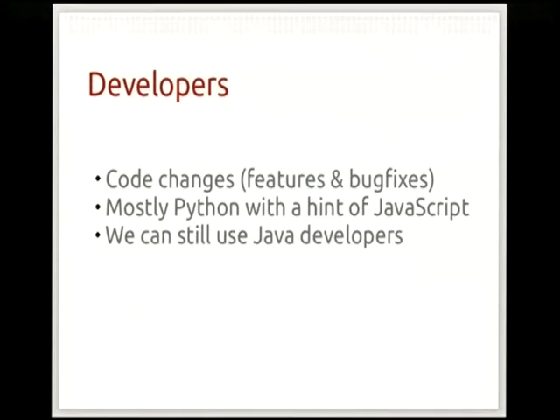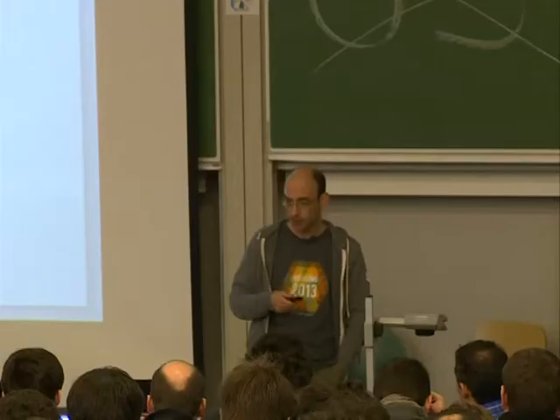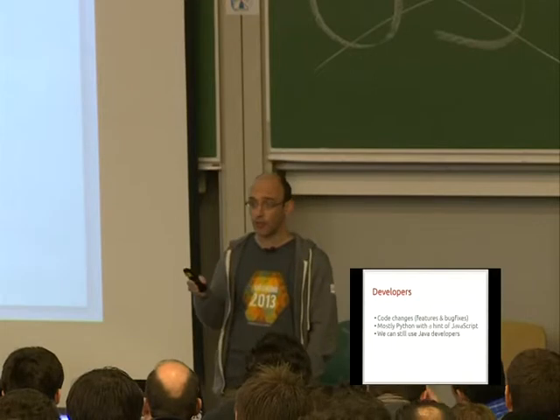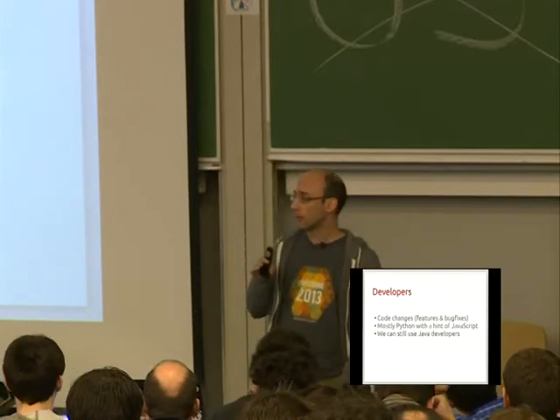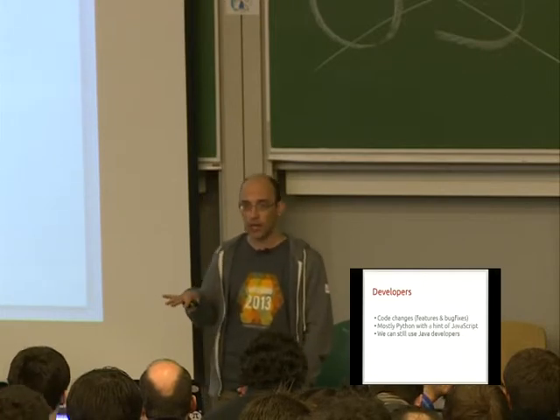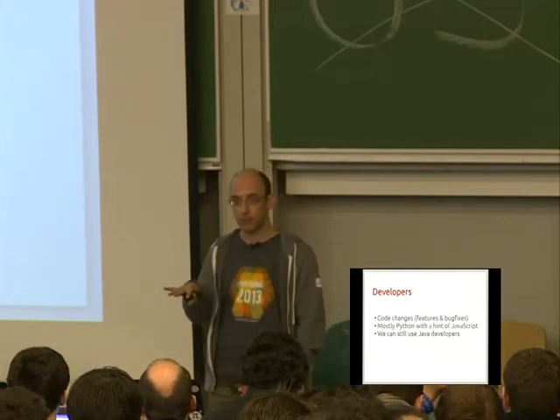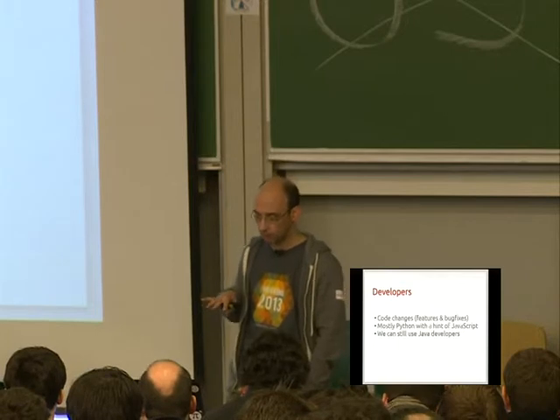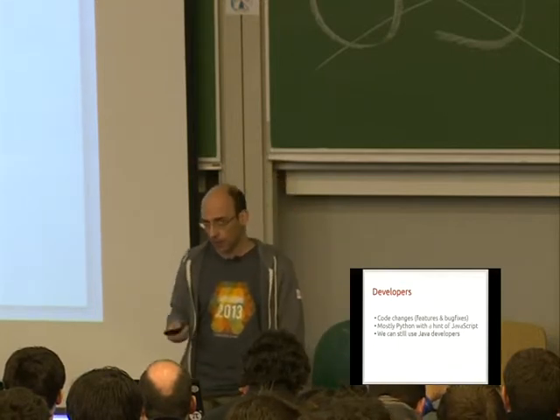So we have developers. Obviously, we need developers for code changes. That can be features, that can be bug fixes. The code is mostly Python. There is a hint of JavaScript, especially in the web UI, obviously. We still can use Java developers, don't despair. Especially we have pieces of the infrastructure that run Gerrit or Jenkins, and we sometimes need stuff being pushed in that direction, but it's mostly Python.